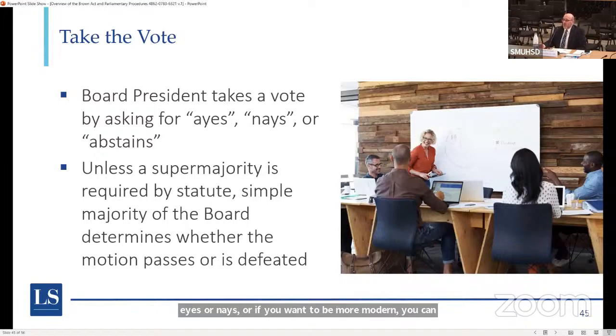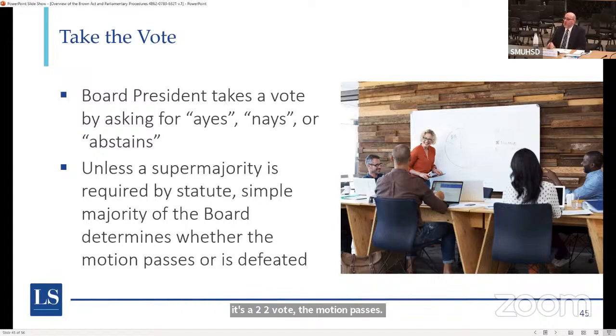Unless there's a supermajority requirement, it's really easy for school districts. You have 5 board members, it takes 3 to pass something. There's 4 board members at the meeting, it takes 3 to pass it. There's 3 board members at the meeting, it takes 3 to pass it. That is different from other local agencies. And that's another education code requirement. For city council, if they only had 4 people show up and it's a 2-2 vote, the motion passes. You can't do that. That does not exist for school districts.